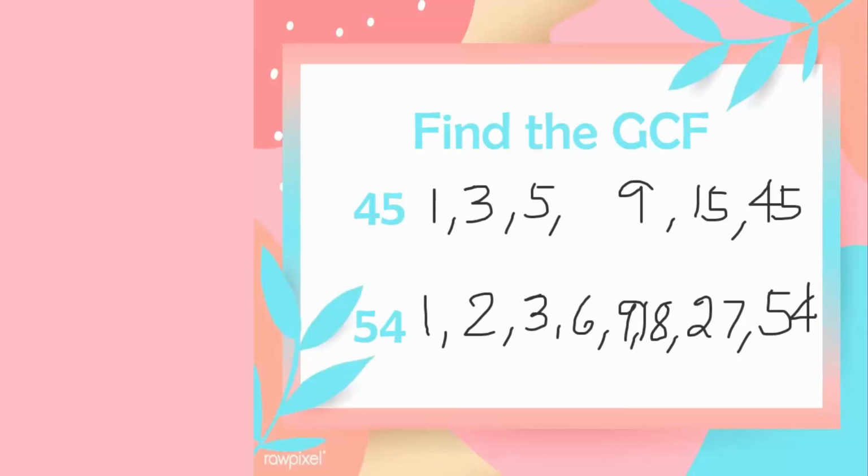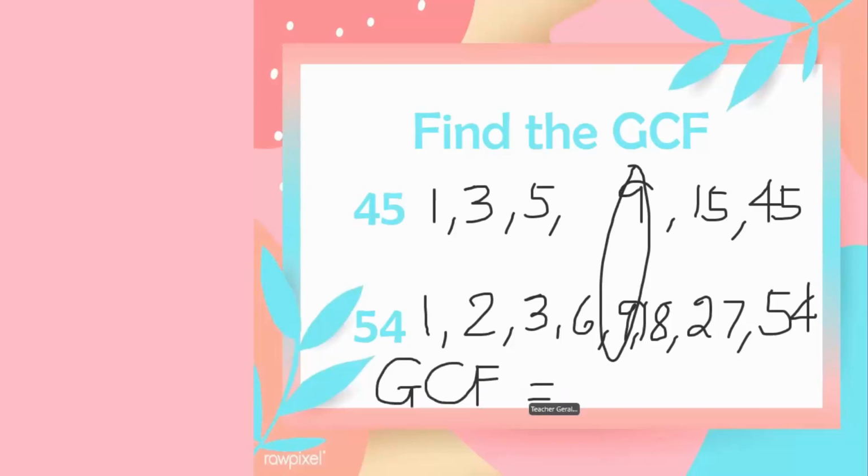Now, what are the common factors of 45 and 54? We have 1, of course, which is given. We have 9, and 9 is the only other common factor. Since it's the only common factor besides 1, it's also the greatest. So the GCF of 45 and 54 is simply 9. Next, let's clear this up.